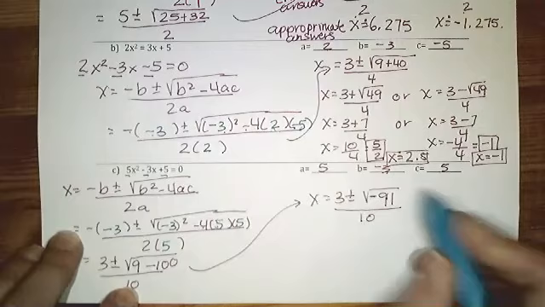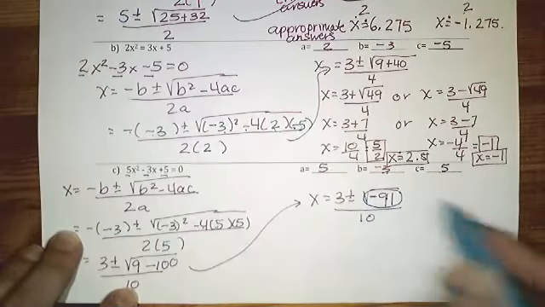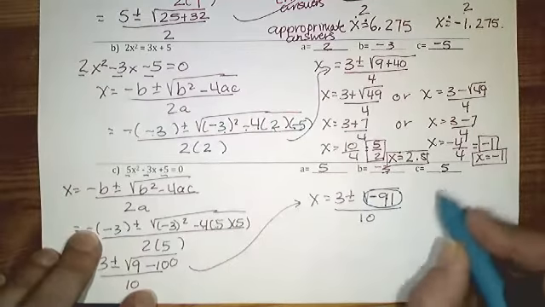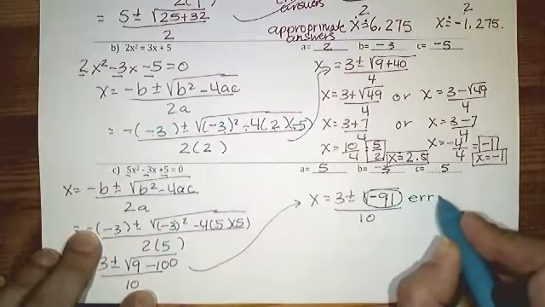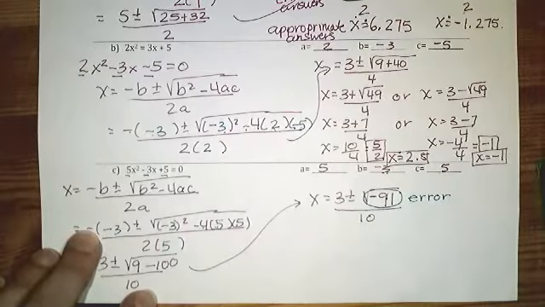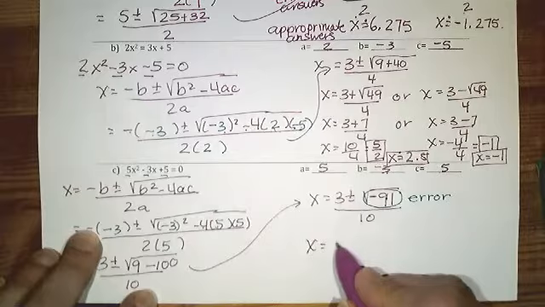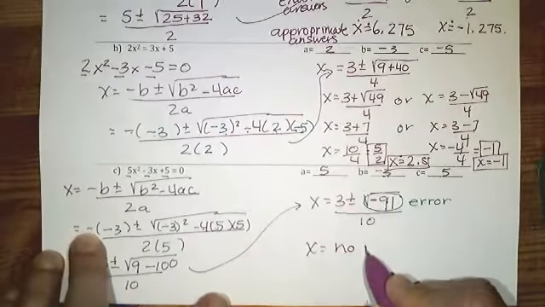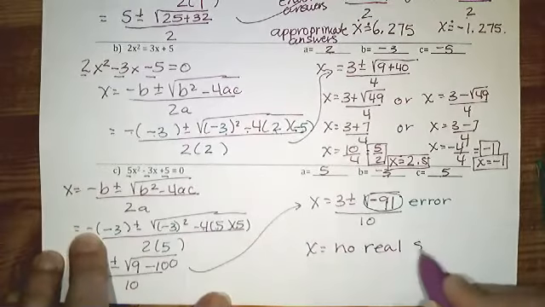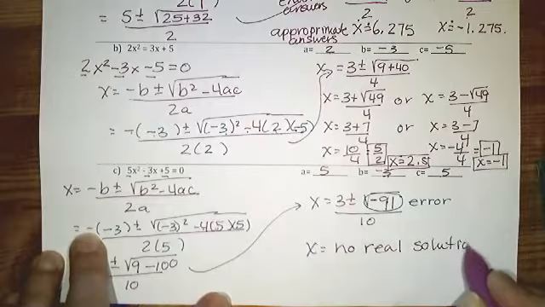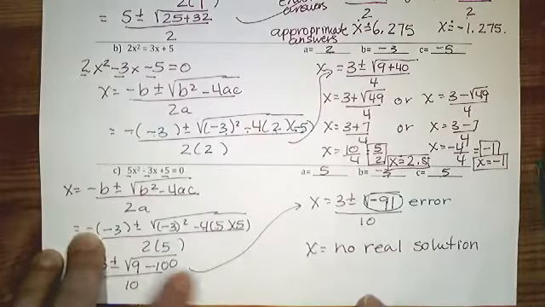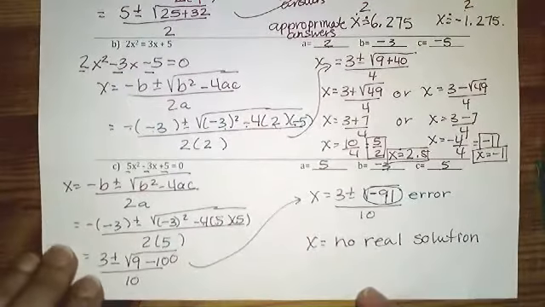Now right here, what happens when you put this in your calculator? We can't take the square root of a negative number. This will give you an error in your calculator. So our answer to this question, because we can't calculate this, is there's no real solution. And what does this mean if we have no real solution?